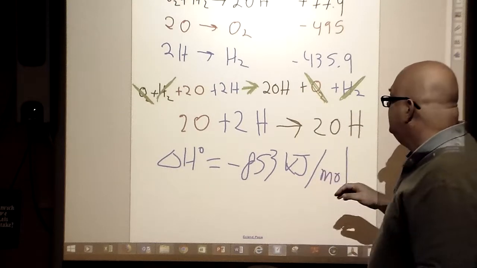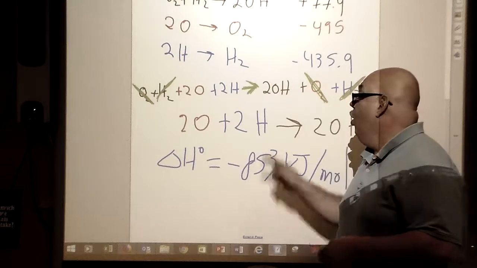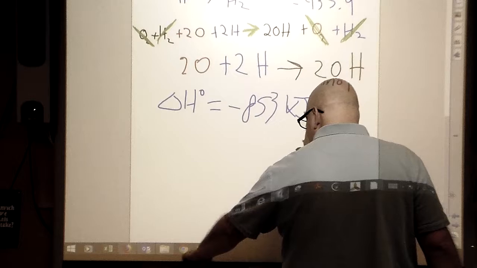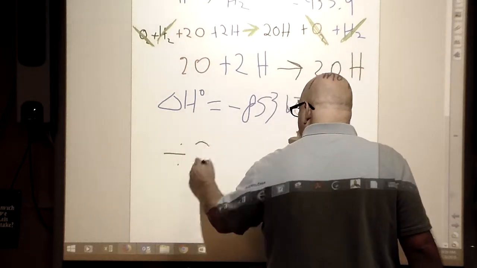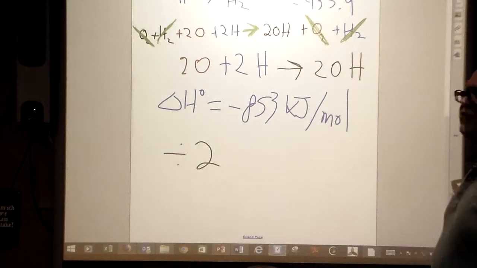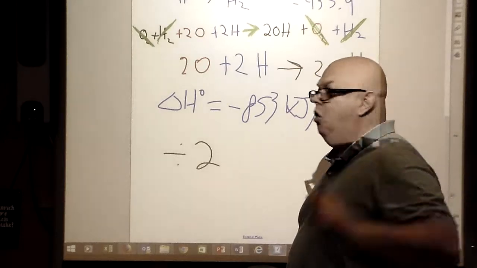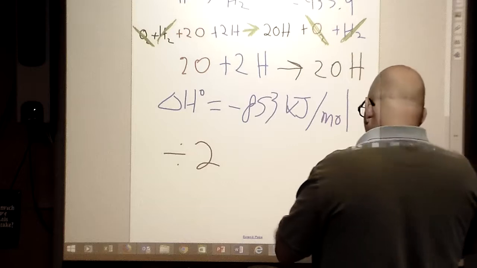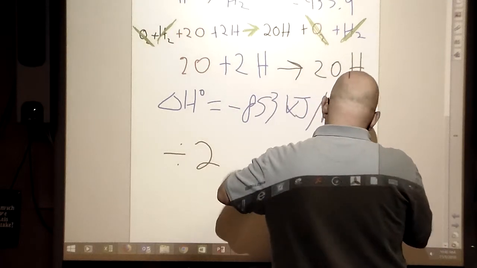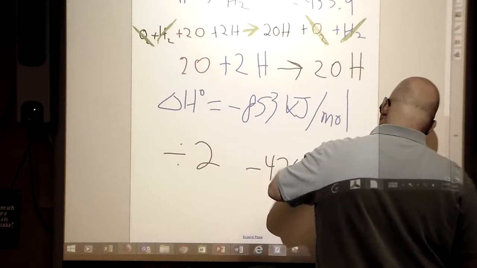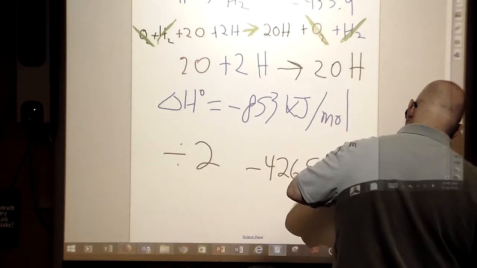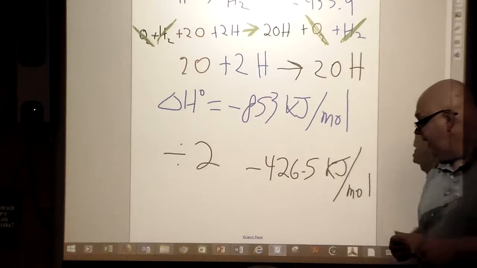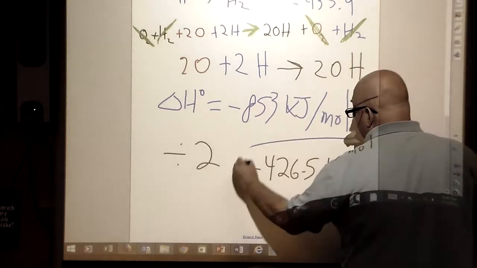Okay? Well, in this case here, this is going to be really easy because we can divide this by 2. So in order to make this work, ladies and gentlemen, we're going to have to divide by 2. Okay? So that we get it for 1 mole of OH, which we walk away with negative 426.5 kilojoules per mole. And that, ladies and gentlemen, is our final answer.